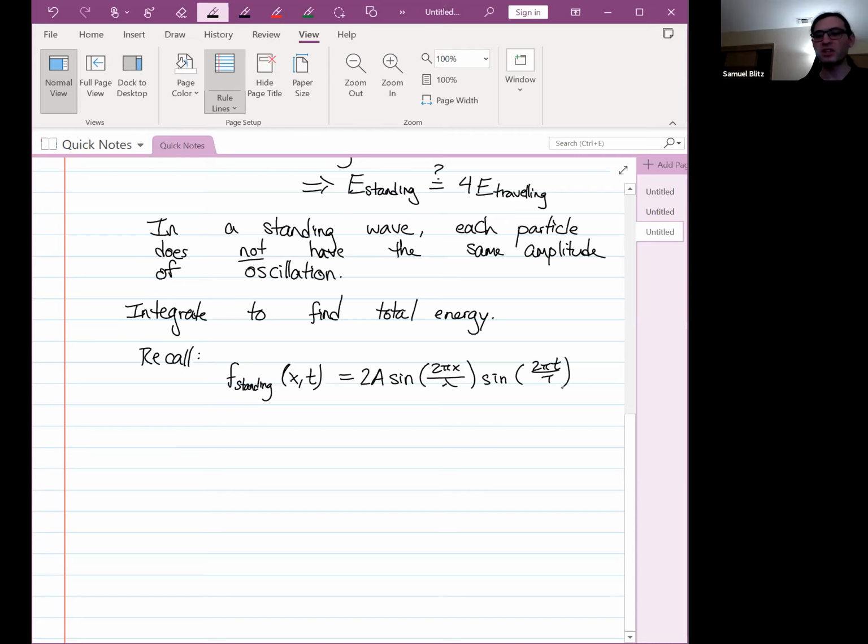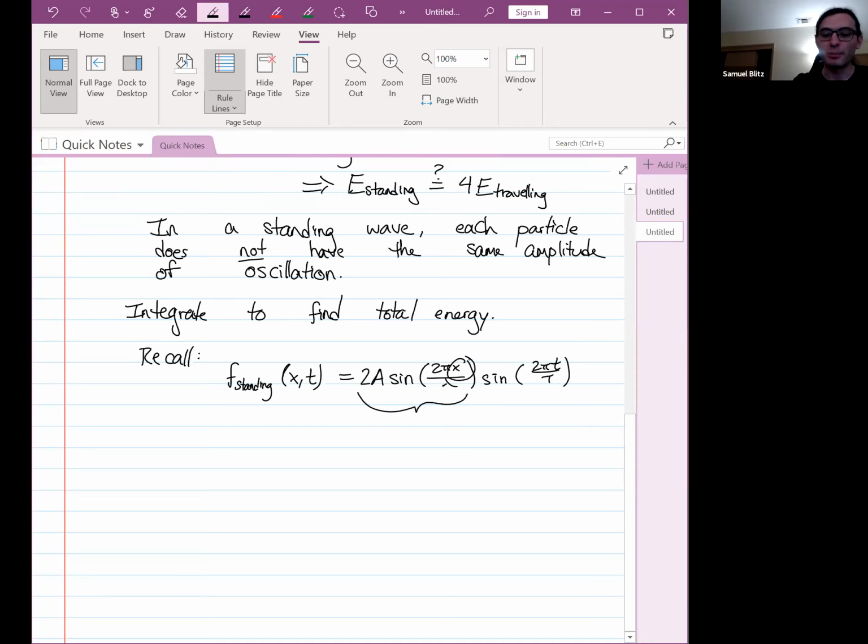And so the oscillation of a particle at a given position, well, we don't care about the sine because that's just going to tell us that at one point in time it's at 0, at another point it's at its maximum, at another point it's 0, at another point it's at its minimum. We just want to know how far each particle goes. And so that's determined by these leading terms.